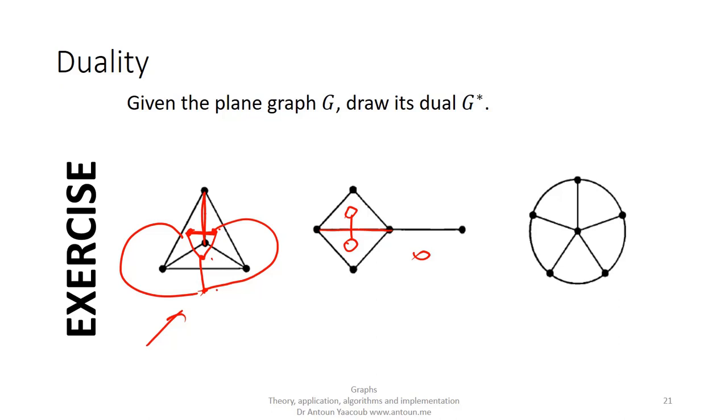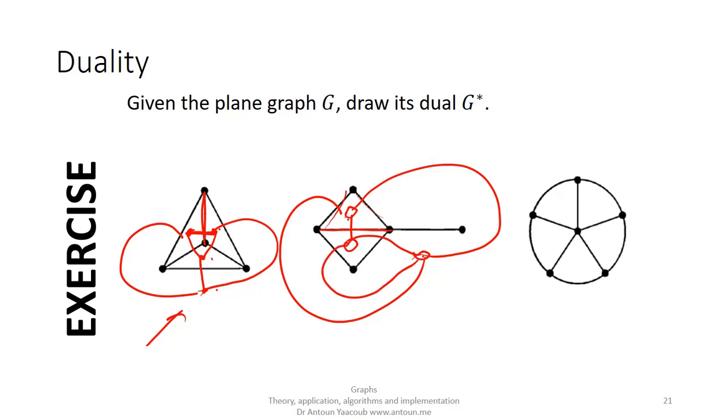Between this face and this face, I have two edges, so let's draw one like here and one like this. The same for this one: I have one edge and a second edge. And since we know that I have one bridge here, it needs a cycle, a loop. So this is my dual graph for this graph.